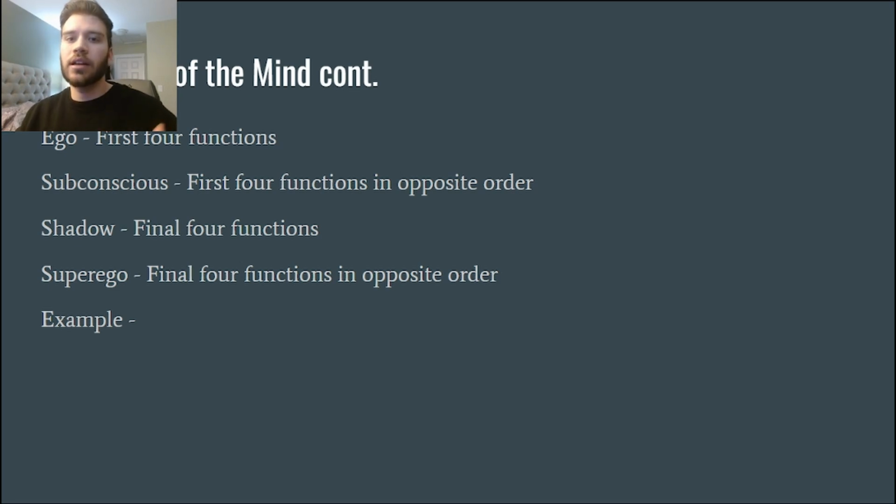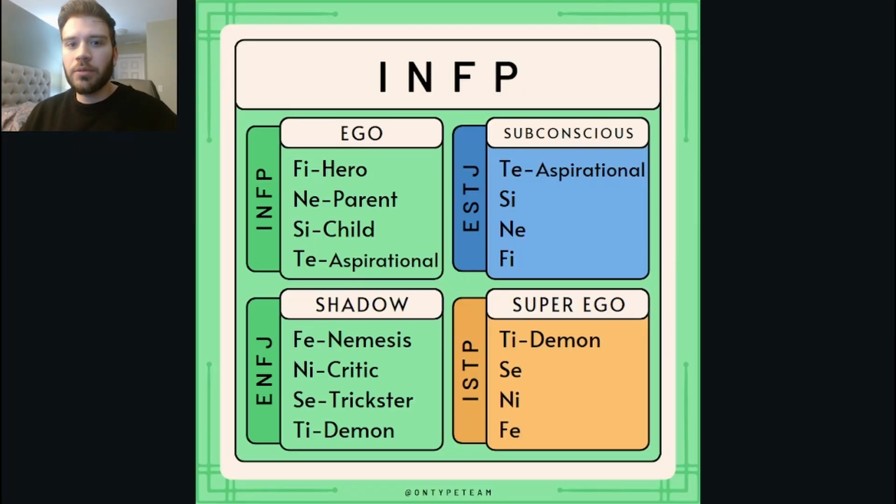So we're just going to go over an example of this. Here we have an INFP's 4 sides of the mind. We have their ego, which has their introverted feeling first, extroverted intuition second, introverted sensing third, and extroverted thinking fourth. And that order of their functions is how they address the world most of the time.